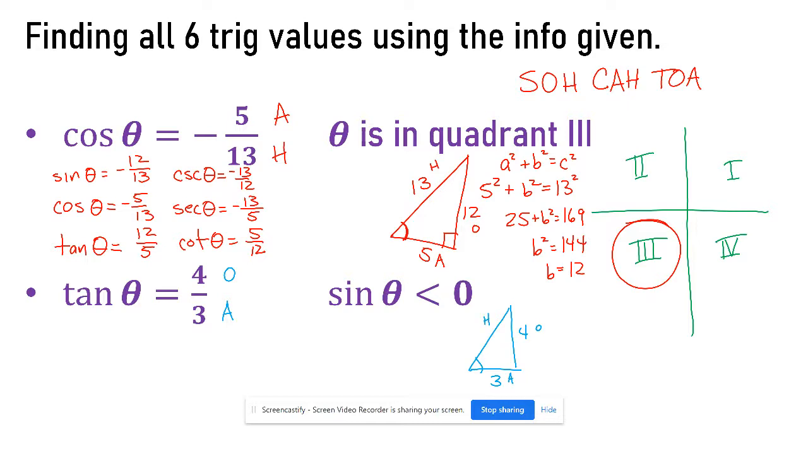So again, I can do a squared plus b squared equals c squared. And I will find that my hypotenuse is equal to 5.